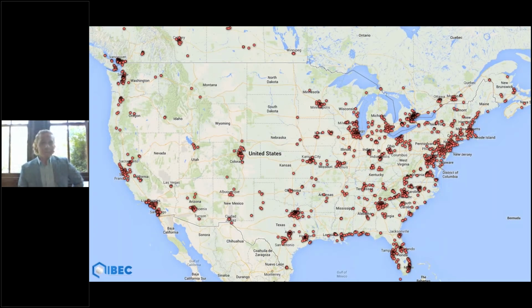So here's another map. This is a plot map as opposed to a heat map, and the plot map shows zip codes where there are active members. So each red dot represents a zip code that has an active IIBEC member.